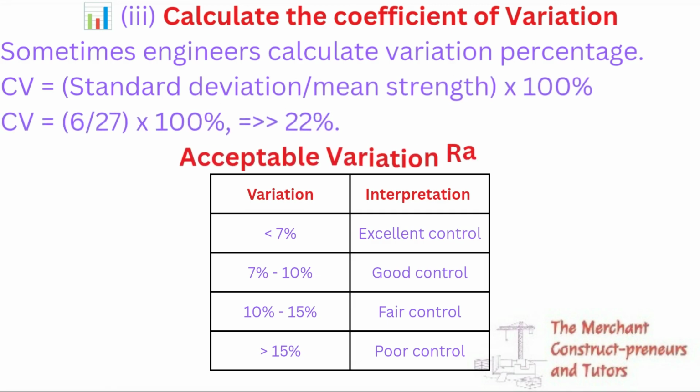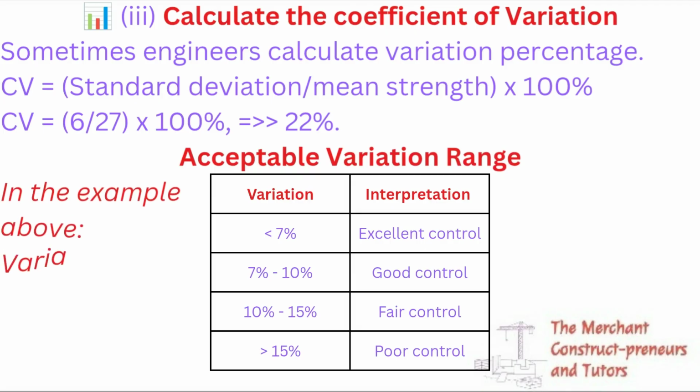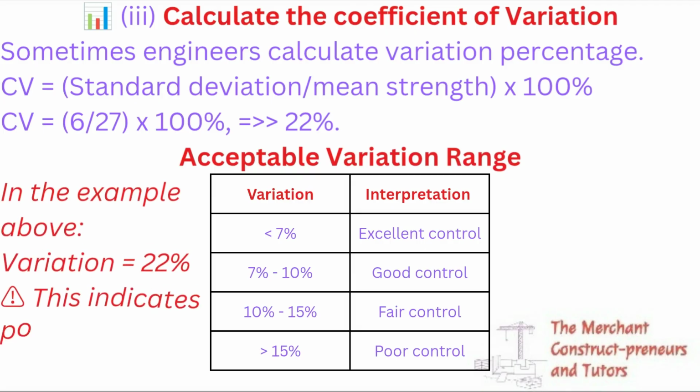The next one is to calculate the coefficient of variation. Sometimes engineers calculate variation percentage, and this percentage is given as standard deviation divided by mean strength multiplied by 100. So our standard deviation is 6 and our mean strength is 27. When you divide 6 by 27 and multiply by 100%, you have 22%.